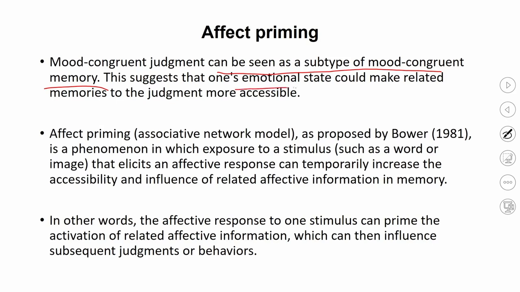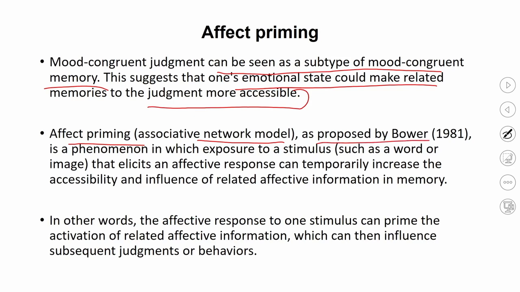So this suggests that one's emotional state could make memories related to the judgment more accessible. If you have certain types of thoughts available, those thoughts help you to make decisions. So mood congruent memory is involved in mood congruent judgment itself. So affect priming, which is associated with the associative network model that we have discussed, is actually what we are talking about from there.